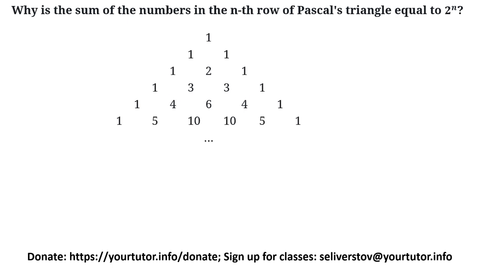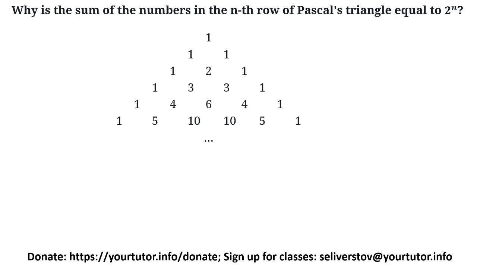Pascal's triangle makes some calculations easier and has some interesting properties. Today we will consider one of them, namely that the sum of all the numbers in the nth row of Pascal's triangle is equal to 2 to the power of n. Well, really, you can see it for yourself.